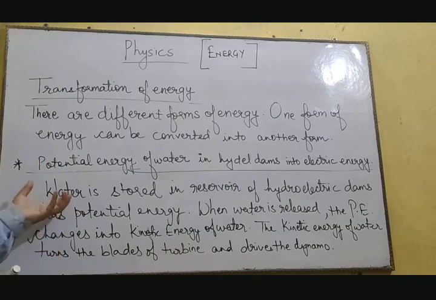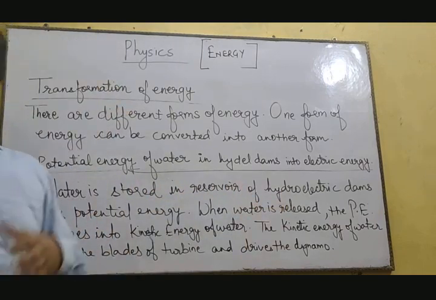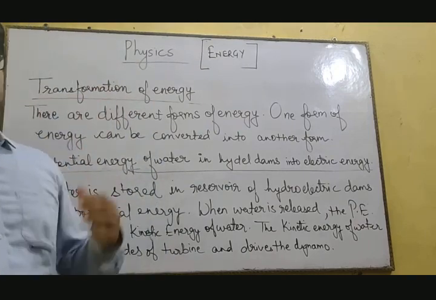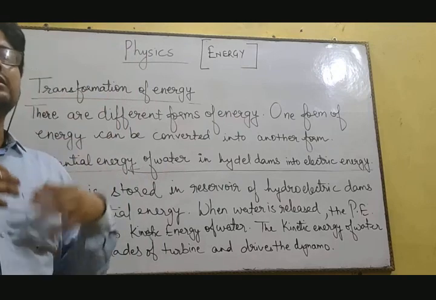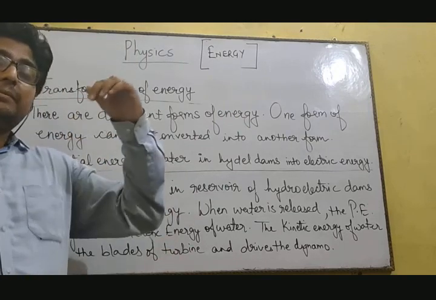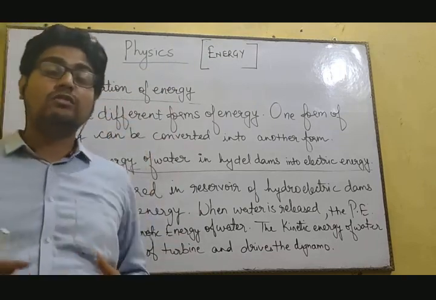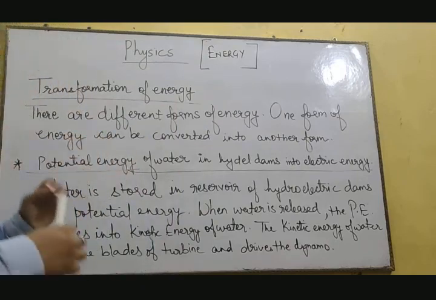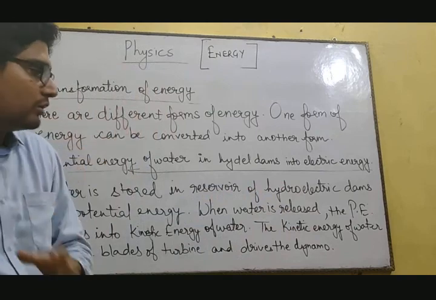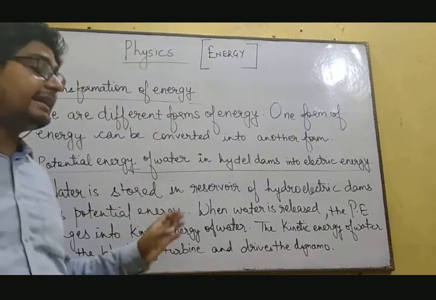So how does this happen? Let us take an example. Water is stored in the reservoir of hydroelectric dams. The dams are built at a height, and a lot of water is stored behind the dams as a reservoir. And since the dams are placed at a height, obviously the water which is kept at a height will store which kind of energy? Potential energy. Whenever you release the water, a lot of water is going to flow down. The potential energy changes into kinetic energy of water.